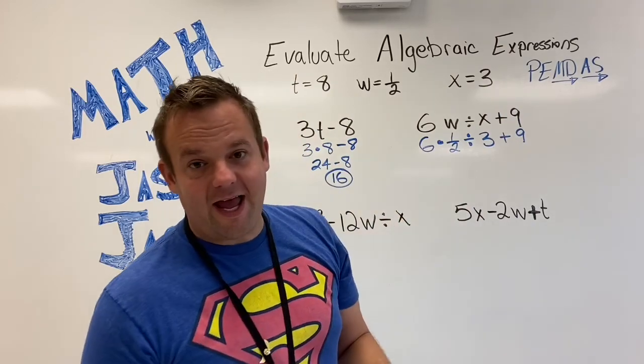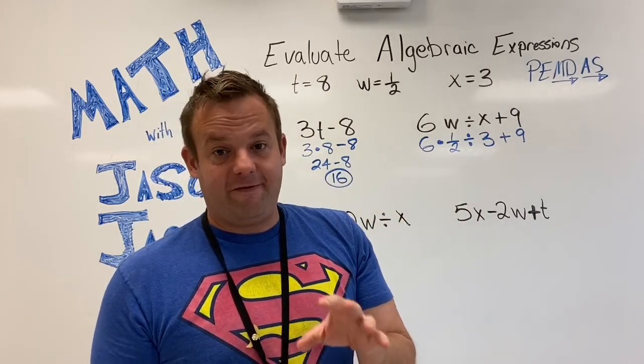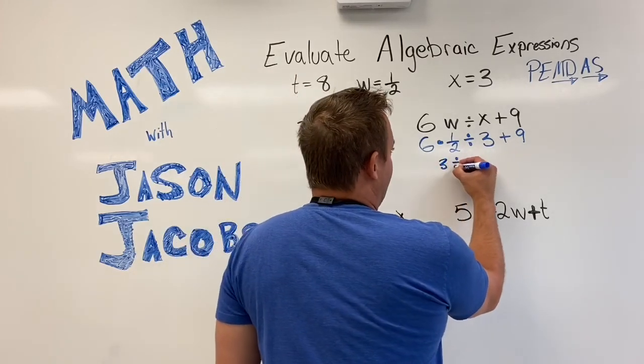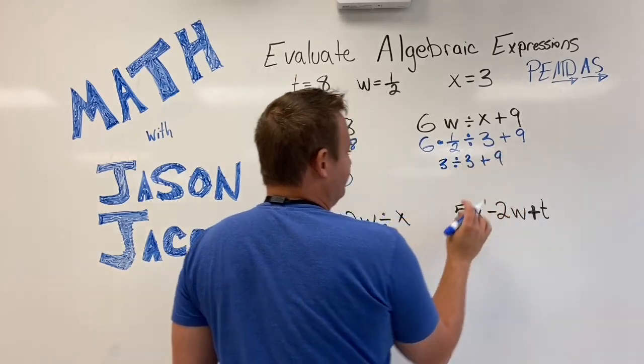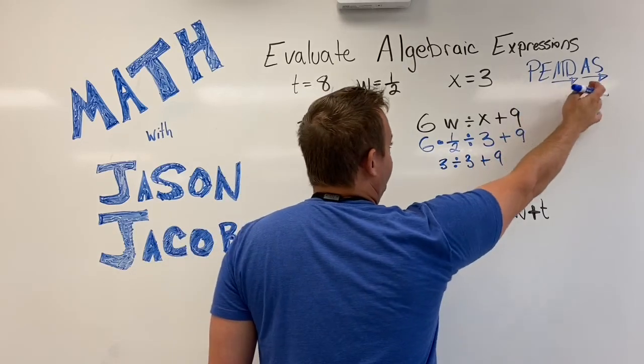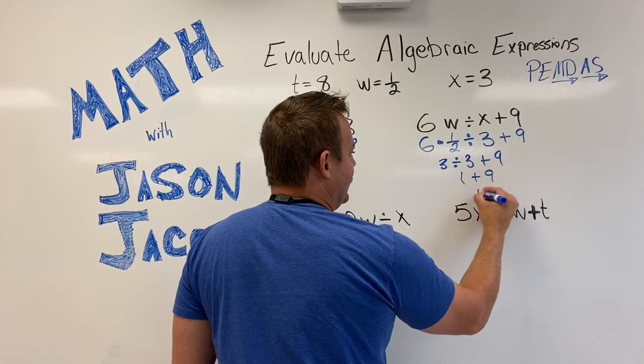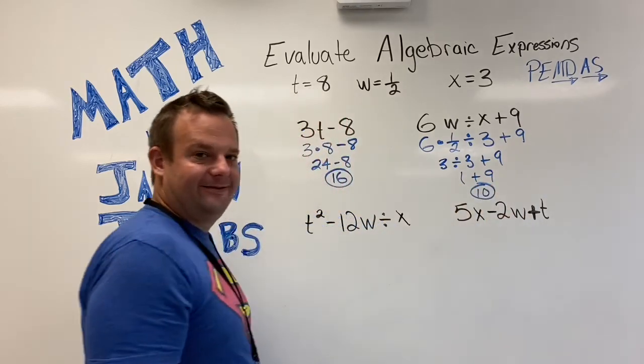Now 6 times a half, that's 3. Half of 6 is 3. So we have 3 divided by 3 plus 9. Well, division comes before addition, so 3 divided by 3 is 1 plus 9, and that equals 10.